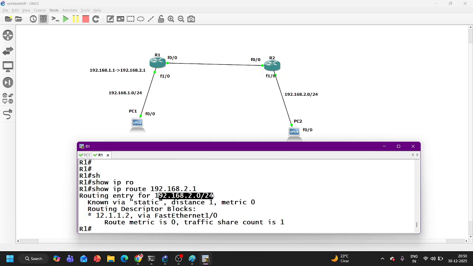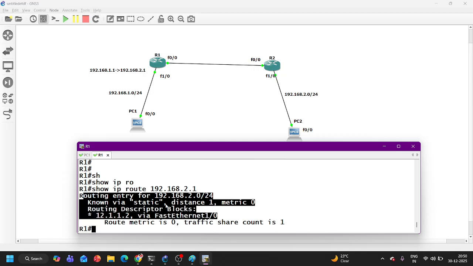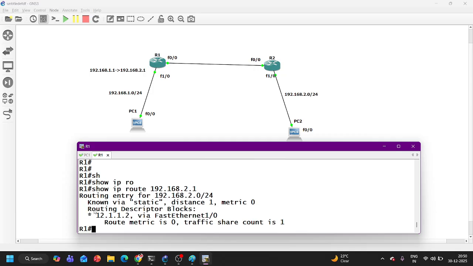One match is there, via the static method. The distance value is 1, meaning the AD value is 1. Metric is 0. And the next hop IP address is 12.1.1.2. And this next hop is reachable via FastEthernet 1/0. And here you can see the metric again and the traffic share count also. Don't worry about what they are. So this is the best route.